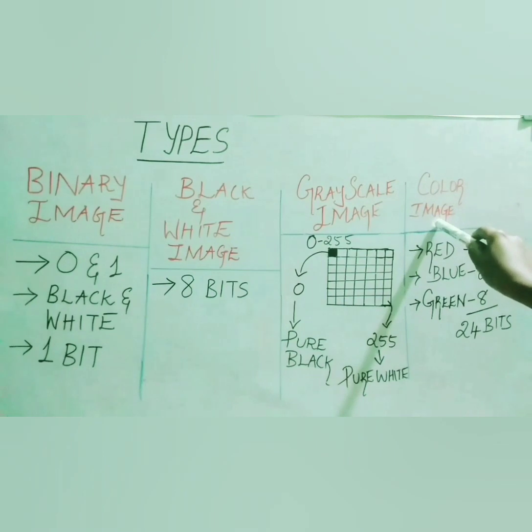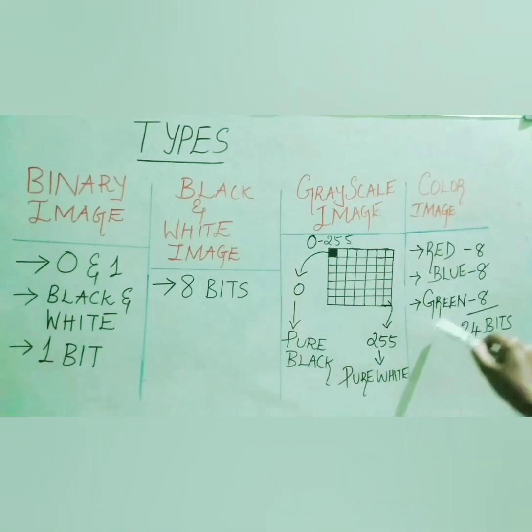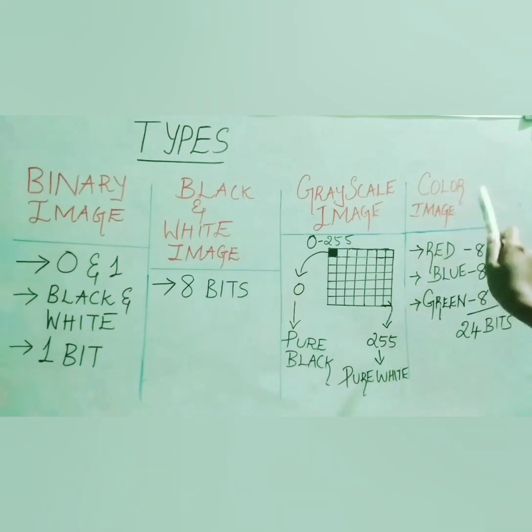Next we have color image. In color image, each pixel will have 3 colors, namely red, blue and green, and each color needs 8 bits of storage space. So totally 24 bits of storage space is needed for a pixel in case of color image, which provides enriched quality for the image.